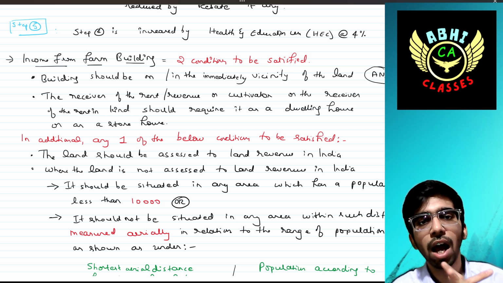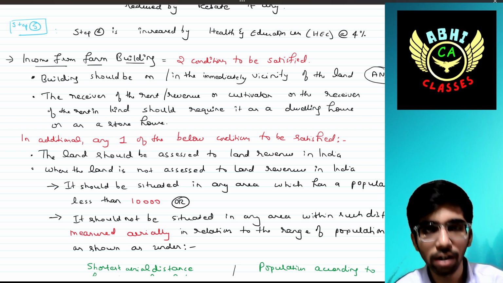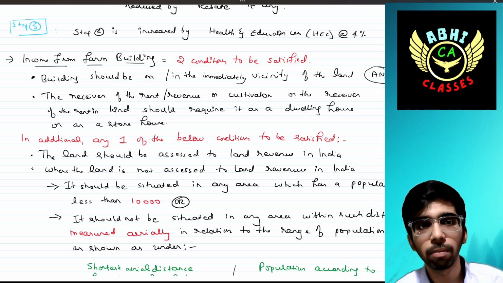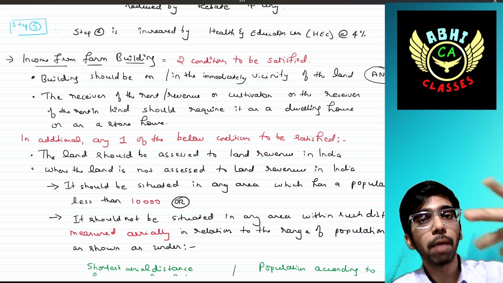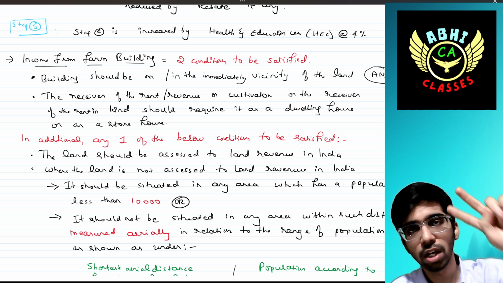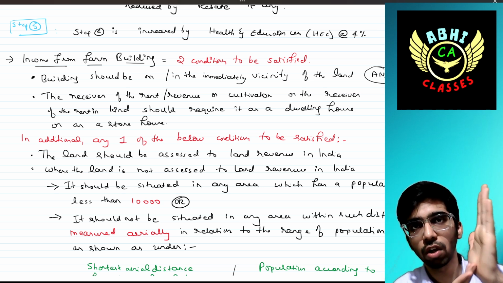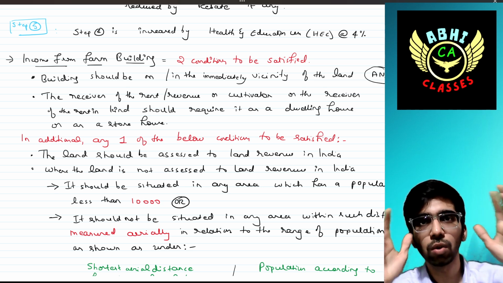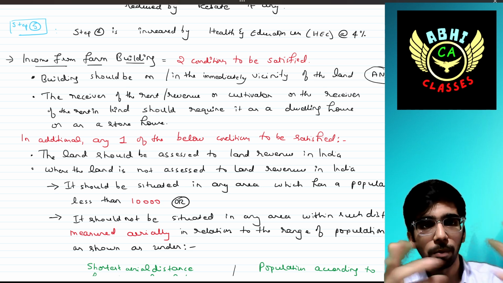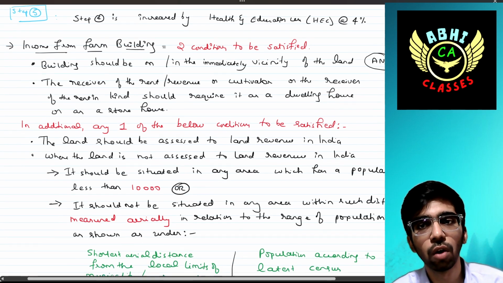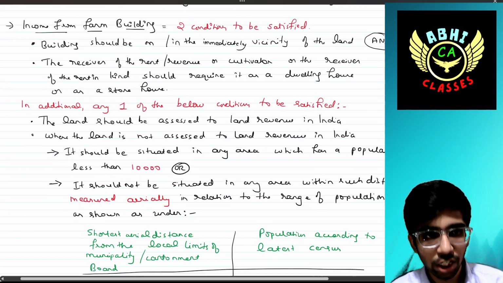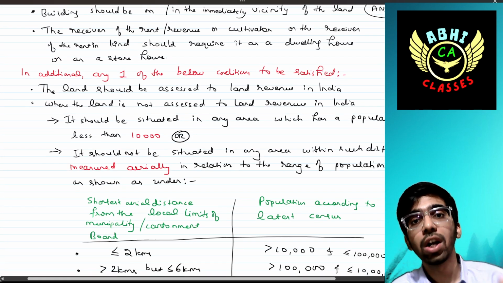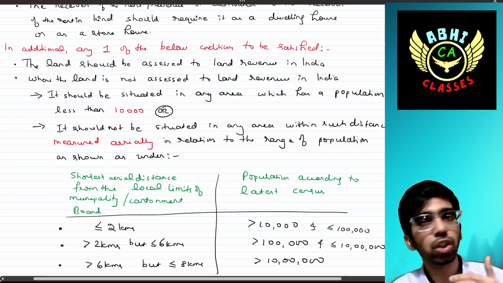This has been asked in one of the last attempt RTPs, I think. In addition to the above, the first two conditions are a must. It should be in the immediate vicinity of the land. Next, the building should be occupied by the cultivator or receiver of the land as a dwelling house, where he should stay, or as a storehouse for storage purposes. That's it. He should dwell there.